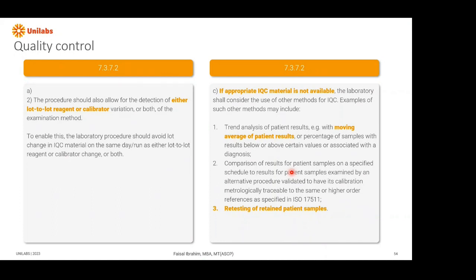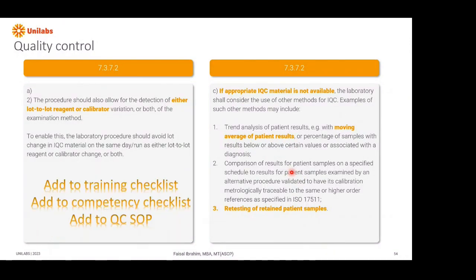7.3.7.2, the procedure should allow for the detection of either lot-to-lot reagent or calibrator variation or both of the examination method. So basically, what they want us to do is if you change the reagent, you should not change the control lot number at the same time. If you change the calibrator, you should not change the control lot number at the same time. And that's, I think, very logical, but maybe some people forget that and they will change everything together. And then if there's any drift in your system, you will not know the reason for that drift.